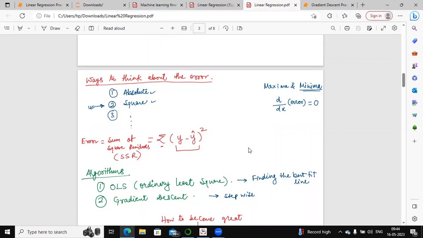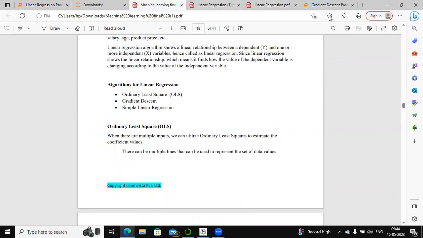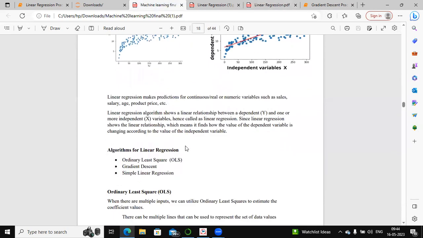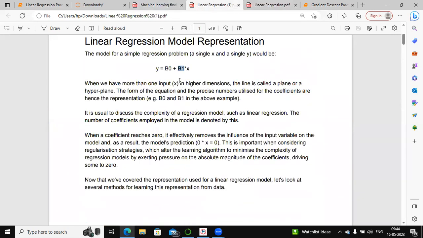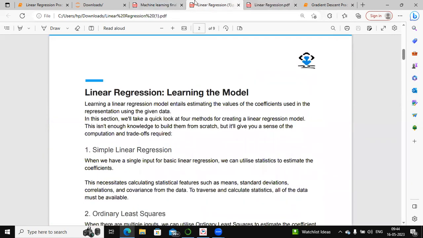Now let's see the algorithms for linear regression. We have ordinary least squares, gradient descent, and simple linear regression. Let's come to ordinary least squares. When there are multiple inputs, we can utilize ordinary least squares to estimate the coefficients. Here the coefficients are B naught and B1. We have to estimate these coefficients.